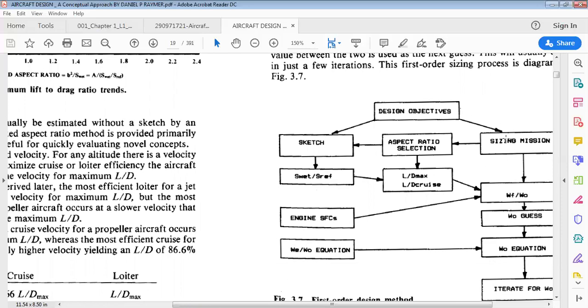You can say design objective, sizing mission, and sketch, and aspect ratio selection based on the sizing. So if the aspect ratio is more, the wingspan will be more, and the area will be more according to that. Okay, we will discuss about it. This is called the first order design method.